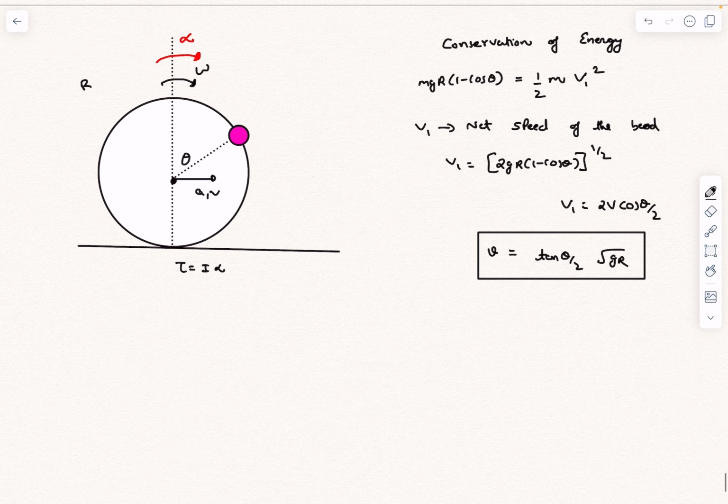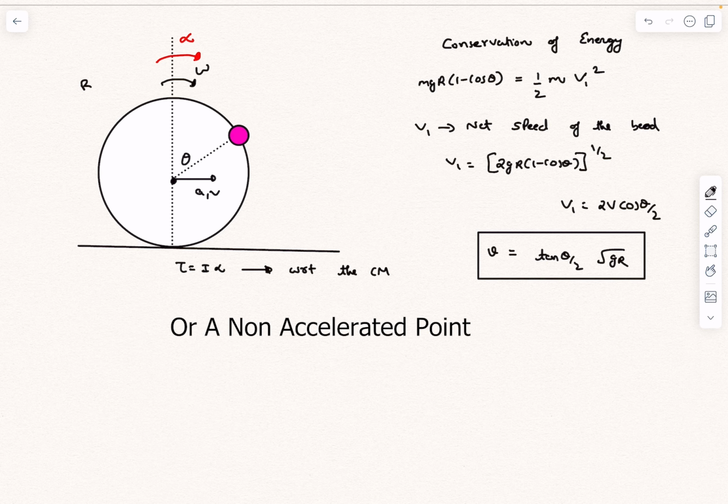Okay guys, so now if you want to apply tau equal to I alpha, you have to make sure of a few things. So first thing is, if you don't want to consider pseudotorques, always apply tau equal to I alpha with respect to the center of mass of the system. If you apply it with respect to the center of mass, then you don't have to consider pseudotorques, which will be the easiest in this case. But for some of you guys who might have used the point O or the instantaneous axis of rotation I, I'll give you some hint.